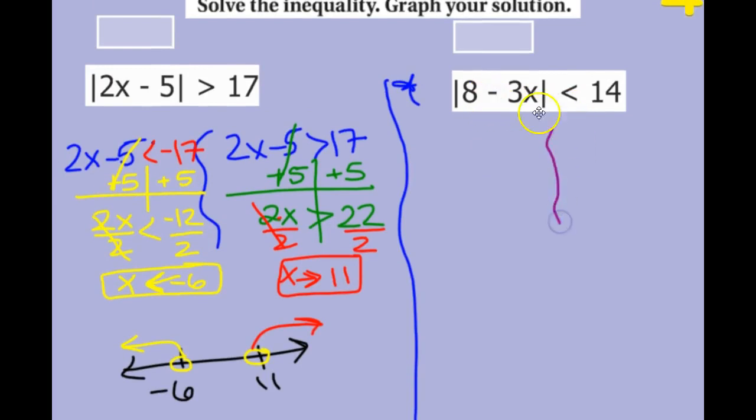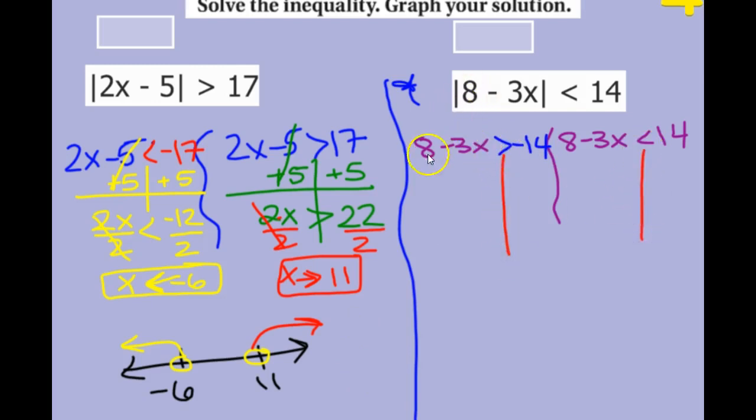So I'm going to start by writing my two inequalities. 8 minus 3x is less than 14. And on the other side, 8 minus 3x, that part doesn't change, only this, and a negative 14. So draw your lines down. We need to solve both.